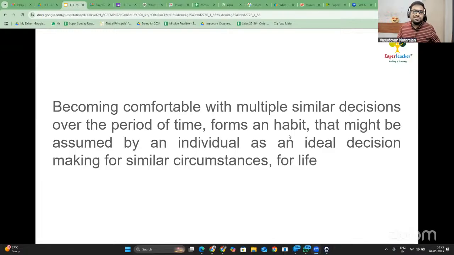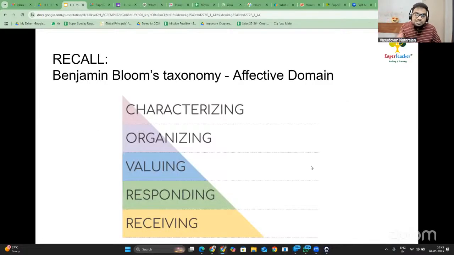Very deep. Now, why are we talking about this? Because of this particular area. This particular area is basically Benjamin Bloom's taxonomy, affective domain. A very important point. Whenever we talk about values and dispositions in the classroom, it's very important for all the teachers to realize how it actually gets formulated.